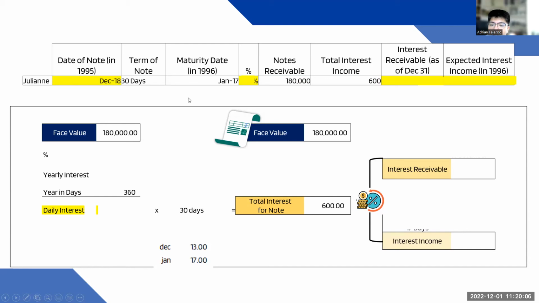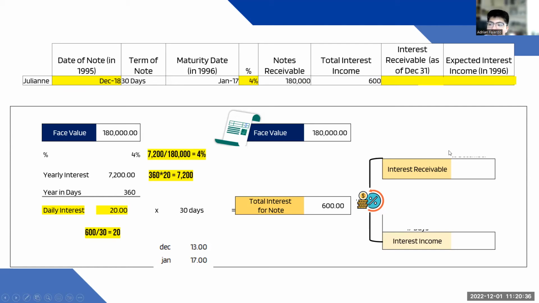So how do we solve for this? First is, we know that the 600 total interest of the note represents 30 days. So 600 divided by 30 is equal to the 20 daily interest. And then, now that we know the daily interest, we solve upwards. 20 times 360 is 7,200. 7,200 divided by 180,000 is 4%. So alam natin yung 4%, right?